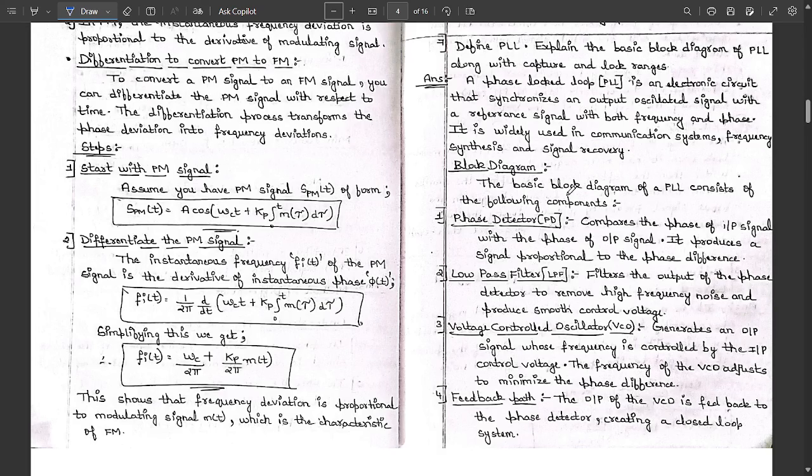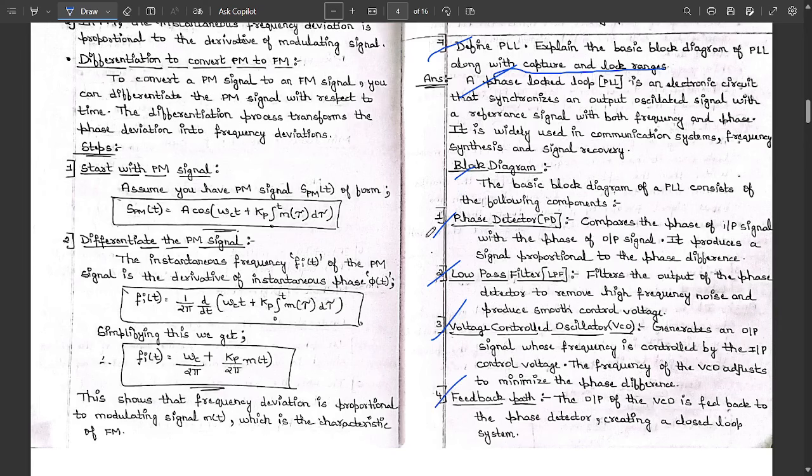Now let's discuss module 3. From module 3, one question is fixed, that is it should be coming from the phase lock loop, PLL, that is define PLL and explain the basic block diagram of PLL along with capture range and lock range. Okay, capture range and lock range. So this is the definition provided for the phase lock loop. Block diagram, what are the components present in the block diagram, that is phase detector, low pass filter, voltage controlled oscillator, and feedback path. Okay, feedback path is not necessary.